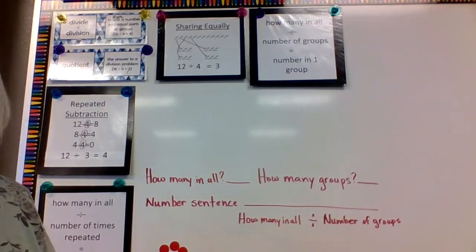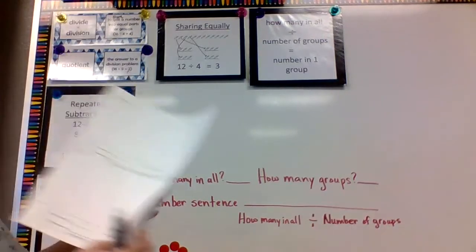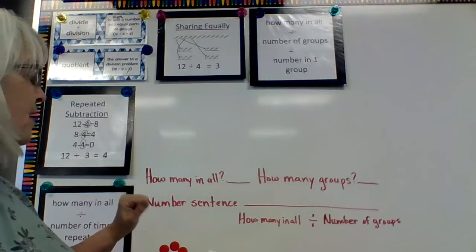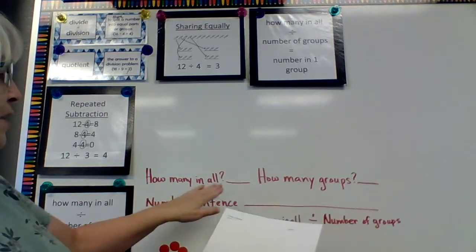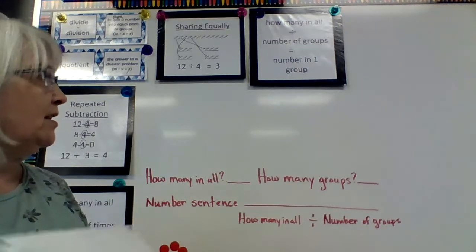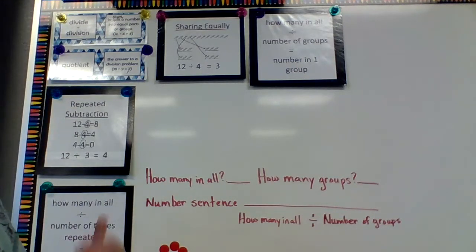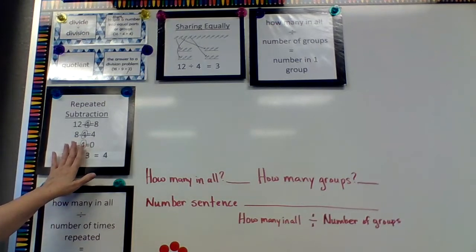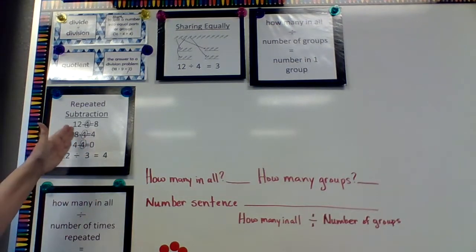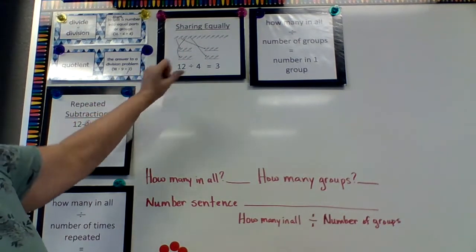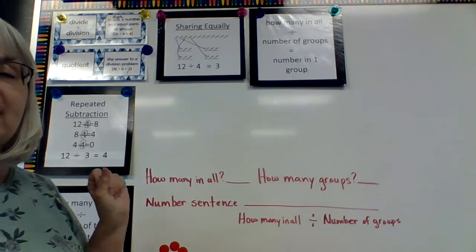All right, so let's look at the top. Now, I'm not going to use a paper. I'm going to do it on the board so you can see. But I still have how many in all, how many groups, the number sentence. Yesterday, in Lesson 1, we talked about division being repeated subtraction, subtracting the same number over and over. Today we're going to talk about division being sharing equally.